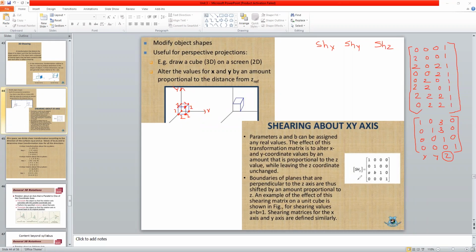Okay, so that is shear along z. Here it is also the same matrix, only the transpose is taken. Transpose. Why? Because they are representing this original object with a column.